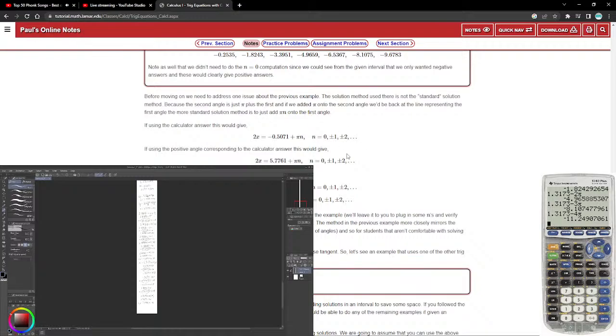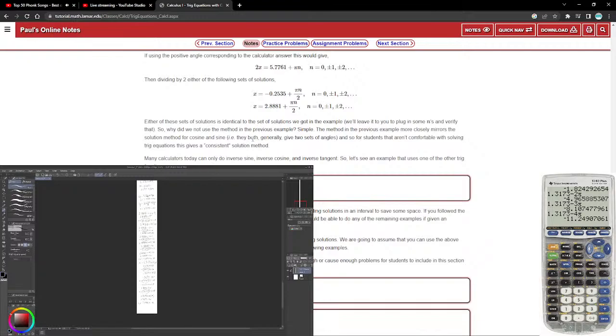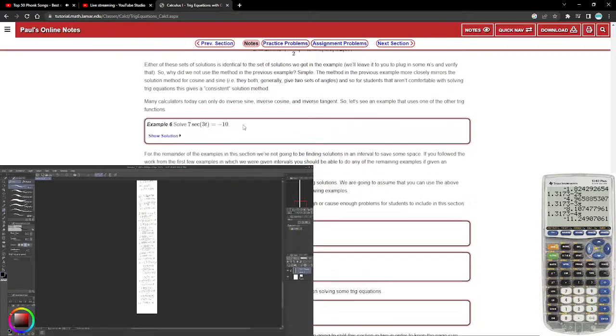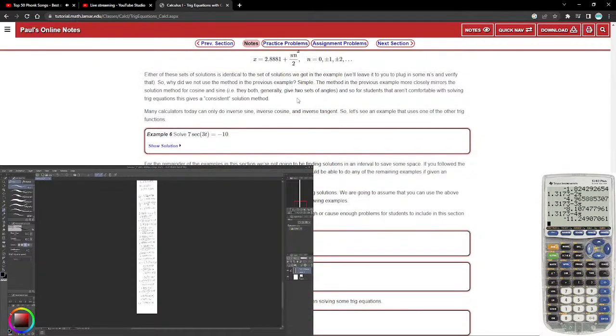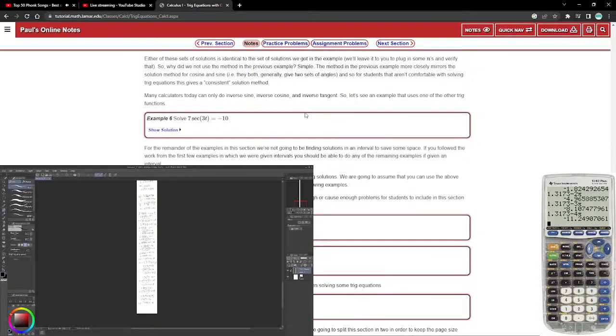So why did we not use the method in the previous example? Simple. The method in the previous example more closely mirrors the solution method for cosine and sine, i.e. they both generally give two sets of angles, and so for students that aren't comfortable with solving trig equations, this gives a consistent solving method.